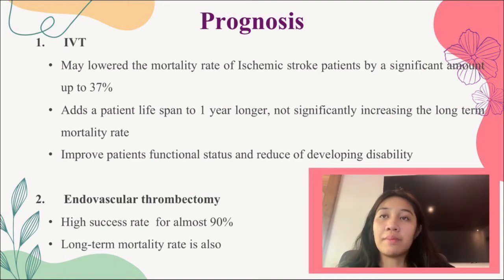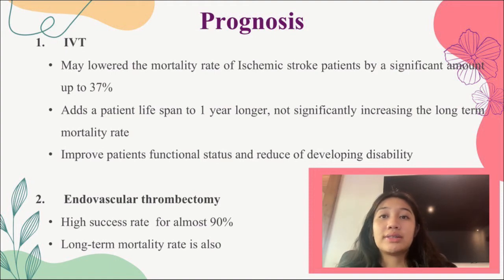There are two methods of revascularization: IVT, or intravenous thrombolysis, and the second one, endovascular thrombectomy. The first one, IVT, may lower the mortality rate of ischemic stroke patients by a significant amount, up to 37%, and also adds one year to patient lifespan, but does not significantly increase the long-term mortality rate. IVT also improves patient functional status and reduces the risk of developing disability, so the patient can do basic daily tasks.